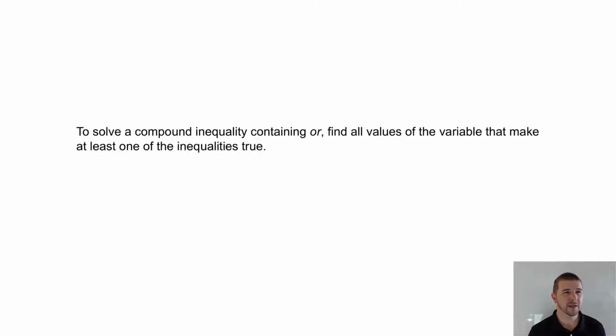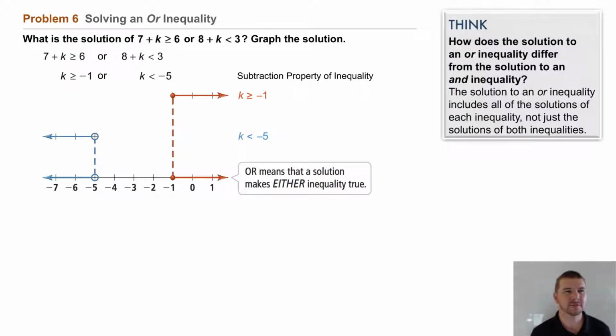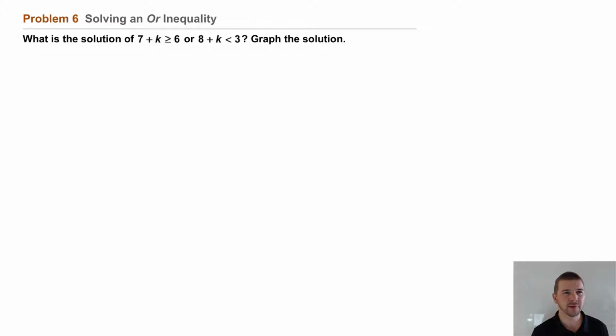To solve a compound inequality containing OR, find all the values of the variable that make at least one of the inequalities true. Problem 6. Solving an OR inequality. What is the solution of 7 plus k is greater than or equal to 6, or 8 plus k is less than 3? Graph the solution. Again, we'll consider the inequalities separately.